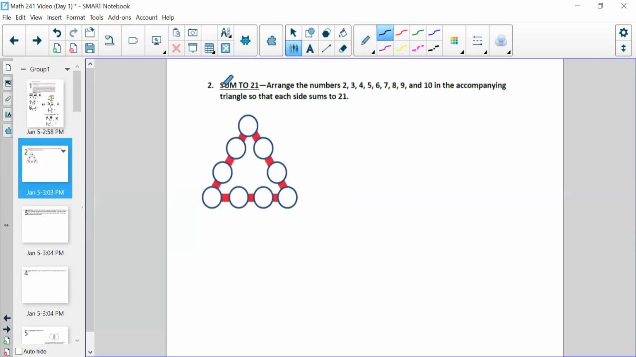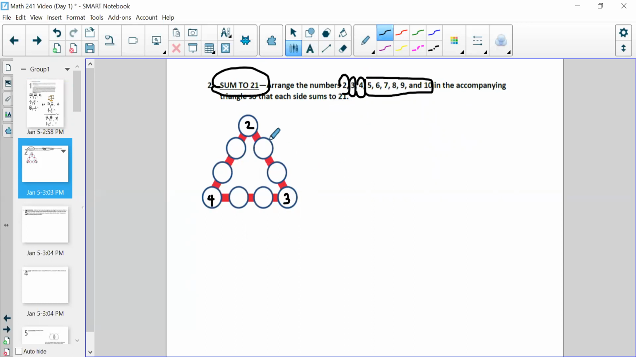Second question is talking about a sum to 21. Sum meaning add. So one way to do this is to take your first 3, and let's just put those on the endpoints, 2, 3, and 4, which then allows you to work with 5 through 10 and think about where you would want to place those. So this could be a time where you pause the video and you try it on your own.